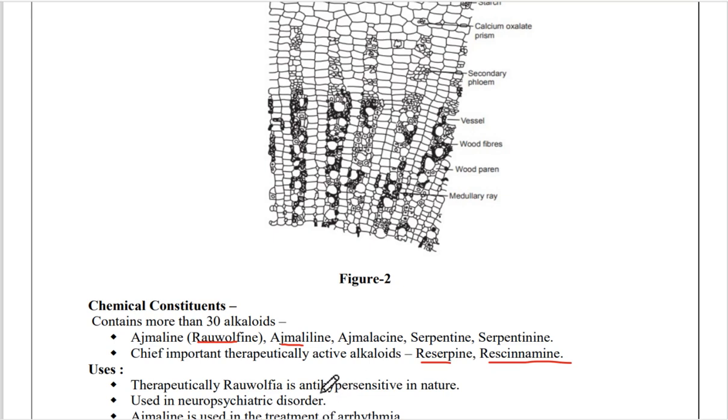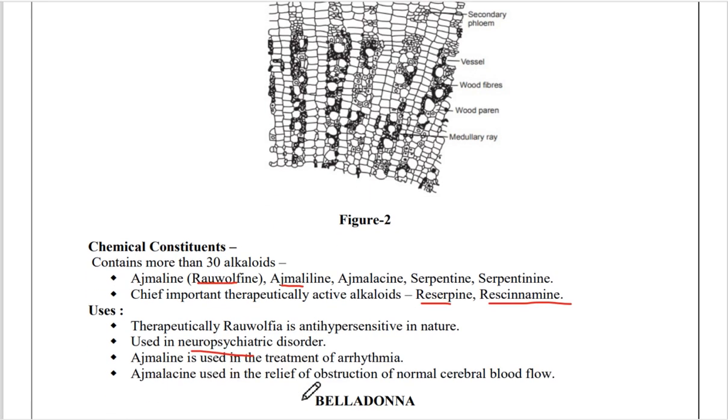The use is that it is antihypertensive in nature. It is used as an agent for neuropsychiatric disorders. Ajmaline, that is rauwolfine, is used in the treatment of arrhythmias, cardiac arrhythmias, that is, an inadequate heartbeat rhythm. It is also used for relief of obstruction of normal cerebral blood flow.